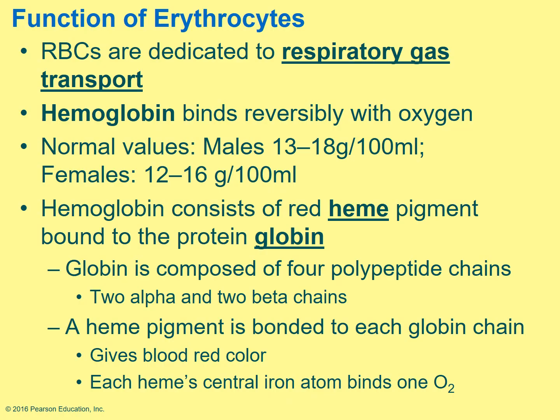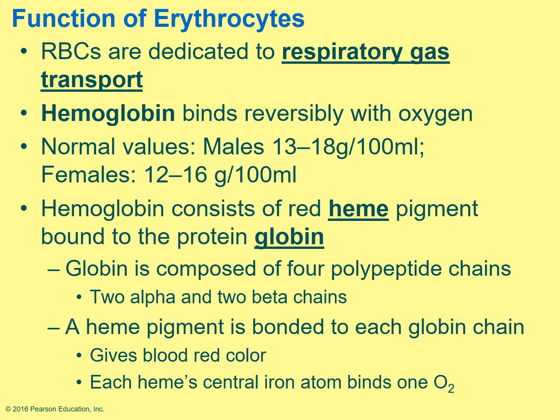Like I say, the whole purpose is to bind gas and transport it throughout the body. Normal values for hemoglobin in males is about 13 to 18 grams per 100 mils, and females 12 to 16 grams per 100 mils. The hemoglobin consists of a red pigment, which is called heme, and is bound to a protein called globulin. The globulin has 4 different chains to it.